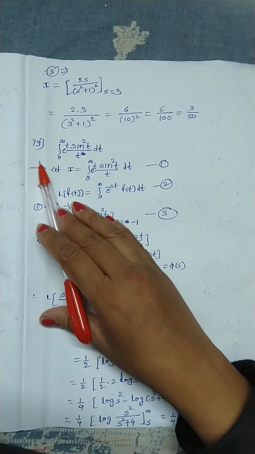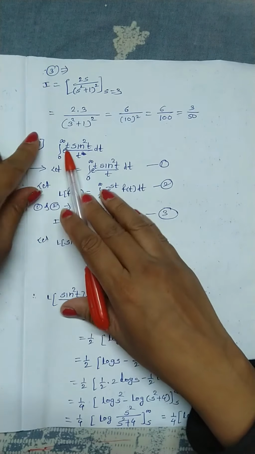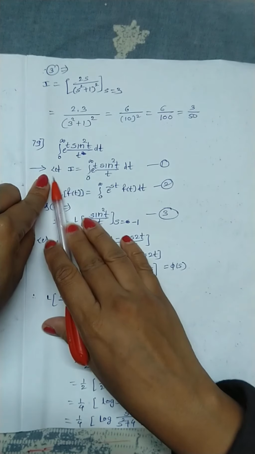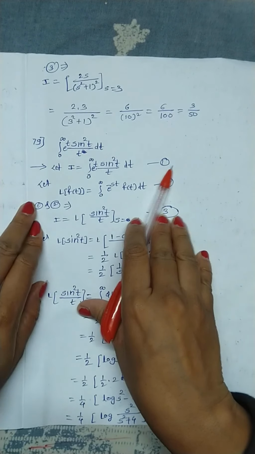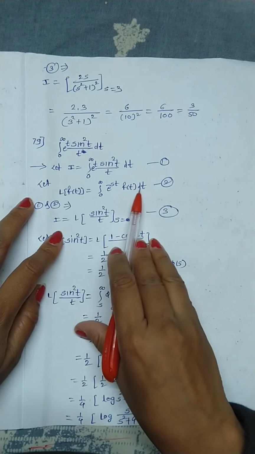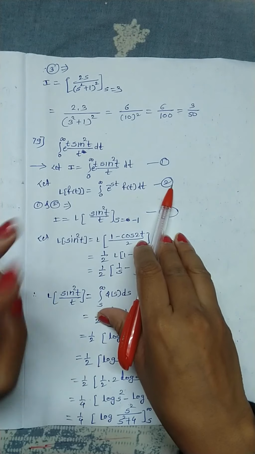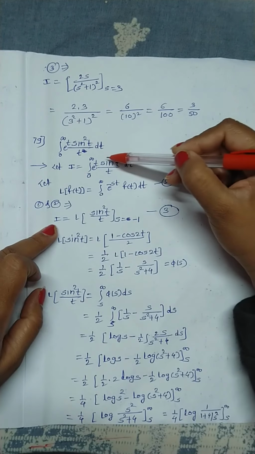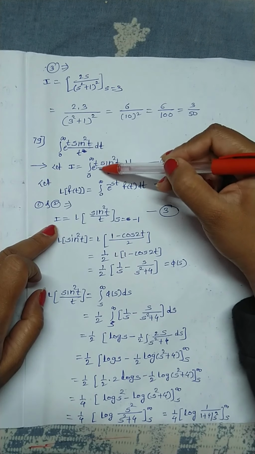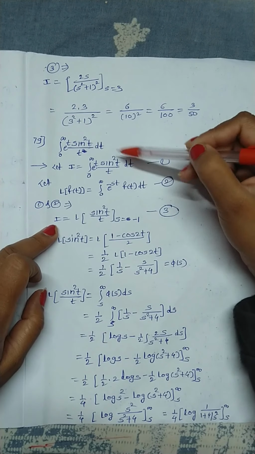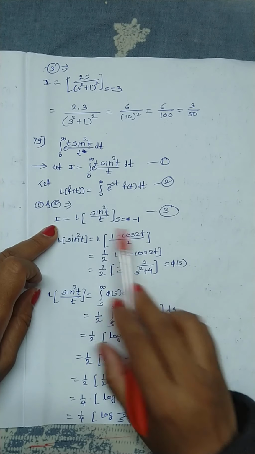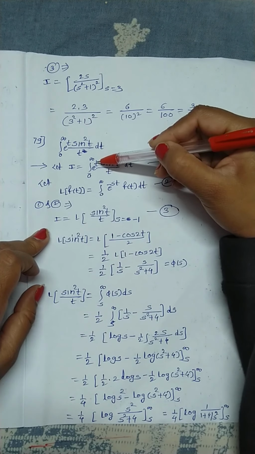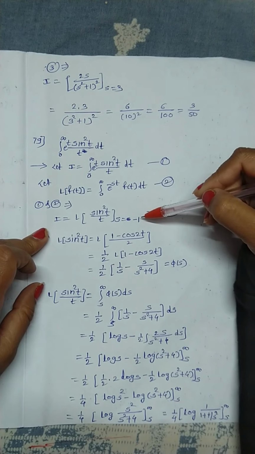79th example, integration from 0 to infinity of e raised to t sin square t upon t dt. First step as it is: let I be equal to this integration, call it 1. Now this is the definition of Laplace, call it 2. Comparing these two, what do we have to find? I is equal to Laplace of the function attached to the exponential, that is sin square t upon t, with s equal to what? Here a positive sign is there, that's why we take s as minus 1.